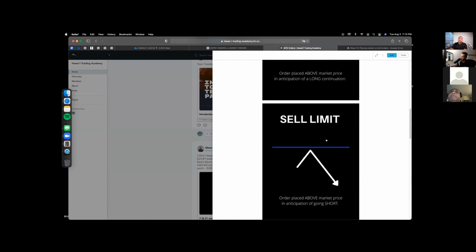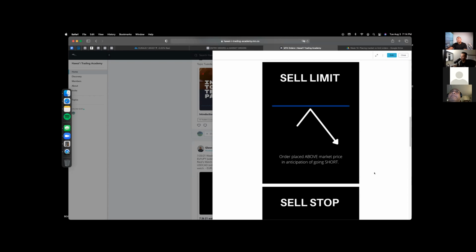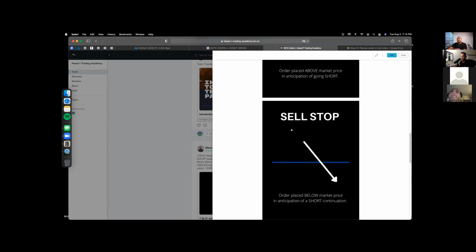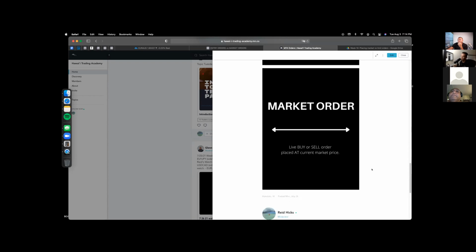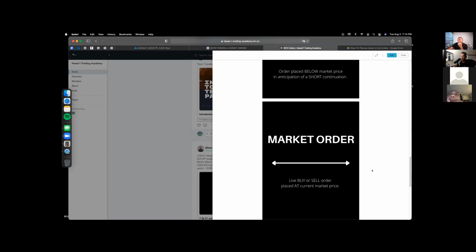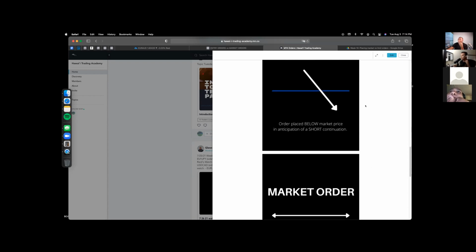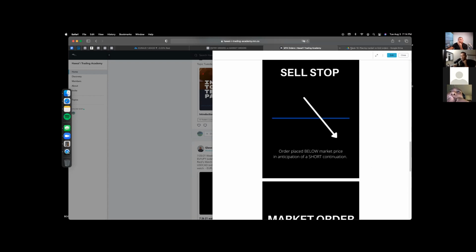Sell limit is basically the opposite of buy limit, and a sell stop is the opposite of a buy stop, which is I'm letting the market take me into the bear market. So it's not too complicated, but it is in the beginning when you're not familiar with the types of orders. So just keep that in mind of the types of orders we have in the market.